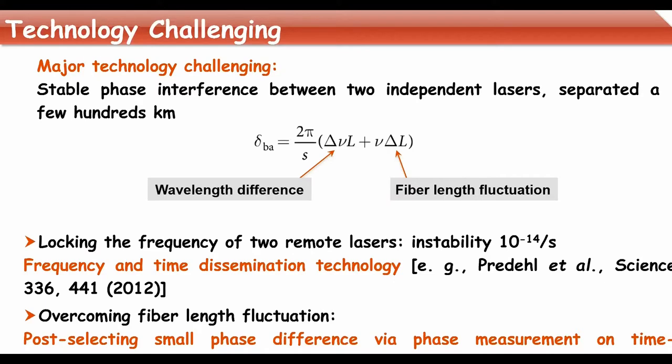So if you want to interfere two lasers remotely, first you need to lock the frequency of the two remote lasers, and the instability per second should go to 10 to the minus 14. Fortunately, when people want to compare optical clocks or atomic clocks, they use frequency and time dissemination technology, with an ultra stable cavity and frequency comb. They can align the two lasers, and an instability of 10 to the minus 14 is possible. And you should also overcome the fiber length fluctuation. You either measure it or do feedback control of the phase.